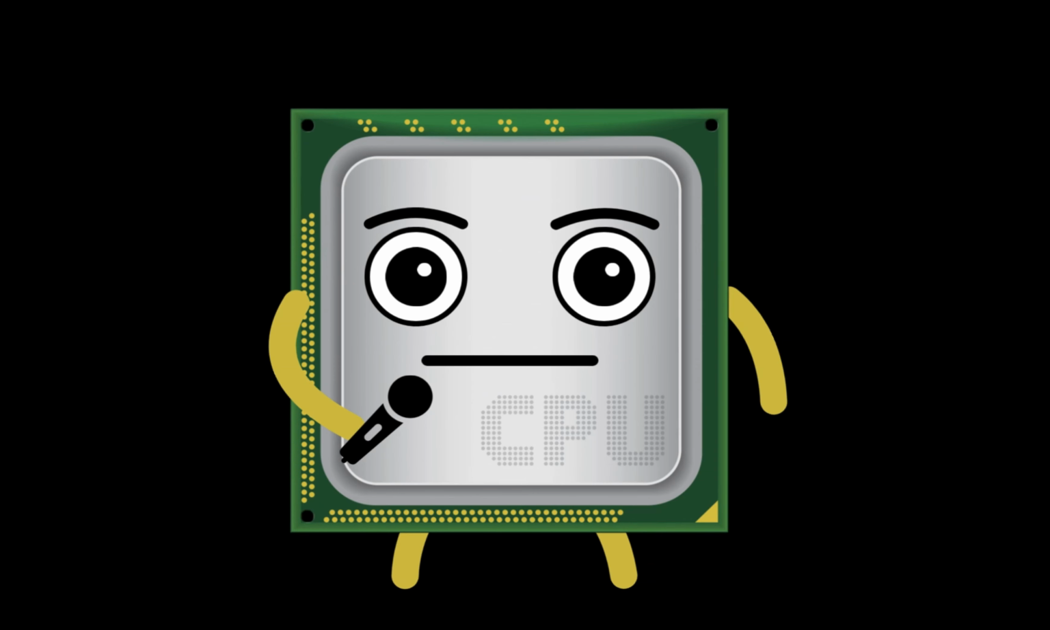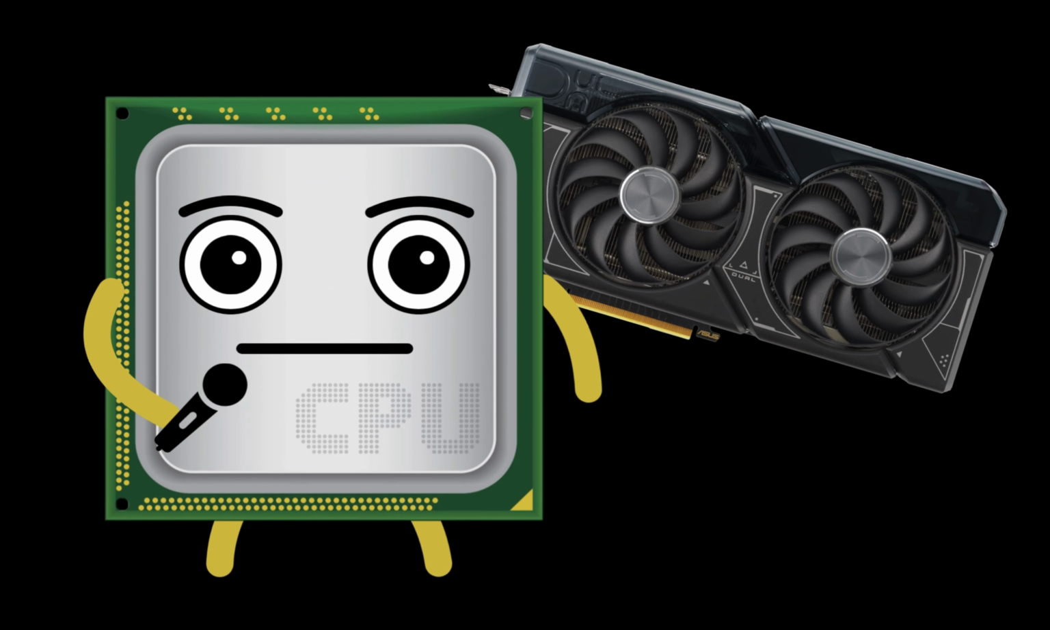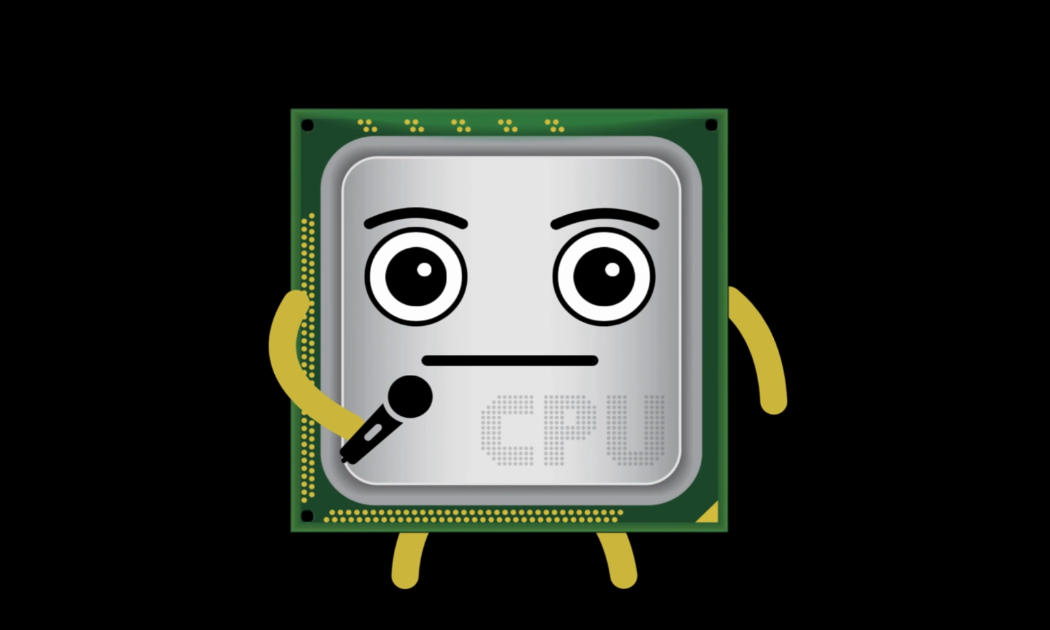GPU and CPU names are really confusing. RX 6600 XT, RTX 4070 Super, Ryzen 7800 X3D. What does any of it actually mean? Today, I'll explain what they actually mean, so let's go.